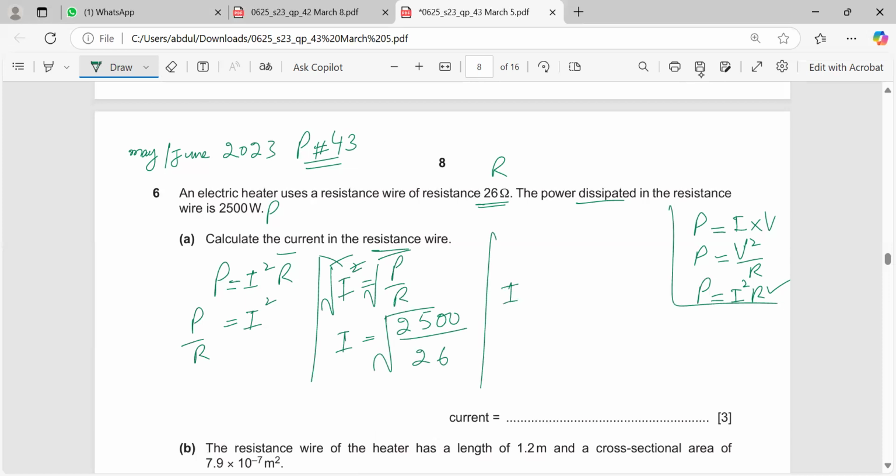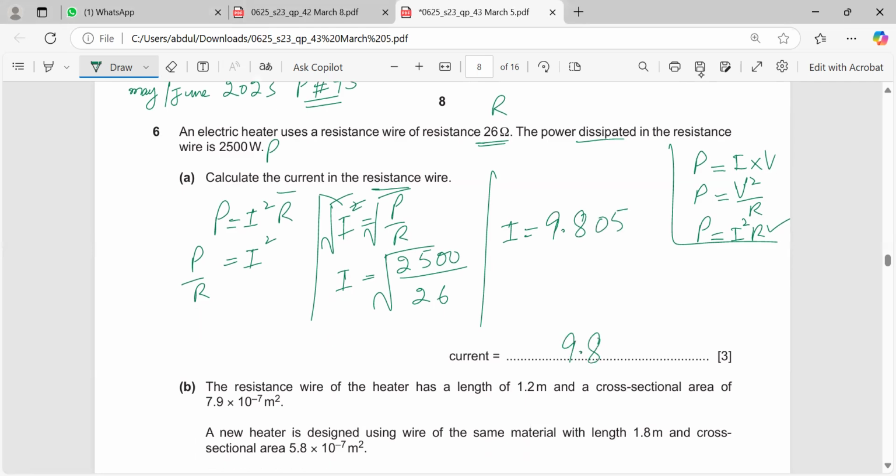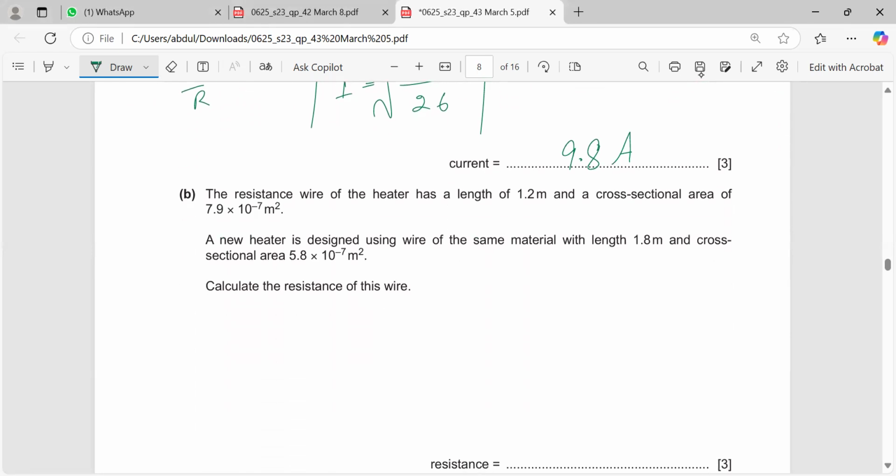So current is equal to, my dear friends, here 2500 divided by 26 equal to 96.15, but we need to take the square root of this. So answer comes to be 9.805. Current is 9.805. So we will write just 9.8, or if you want to write more, you can write 9.81 also. That will be okay, but even minimum two significant figures are allowed, and we are using two significant figures right now. The next part is, yes, a bit tricky here.